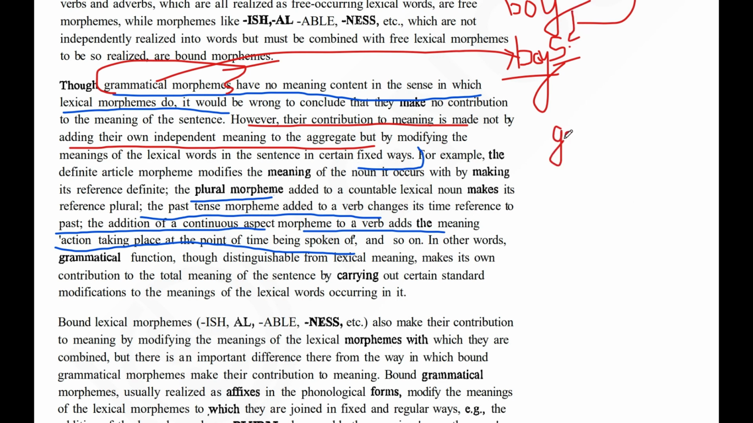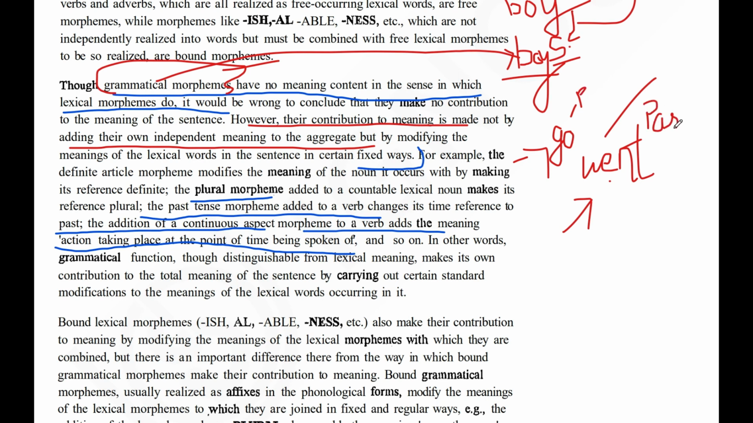Or when I say go, this is your lexical morpheme. But when I say went, it is a grammatical morpheme of the word go. But are they the same? Yes, they both talk about the action of moving or going or walking. But this totally changes: it changed from present to past, right?